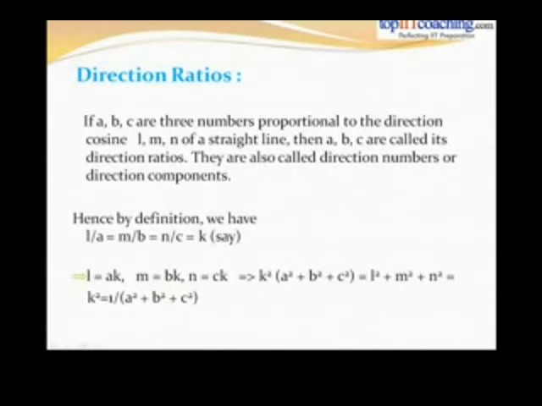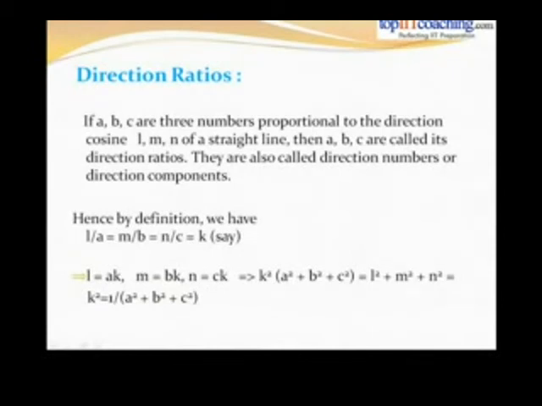So if we have any three numbers a, b, c, and these three numbers are proportional to the direction cosines of any line, then a, b, c are called the direction ratios. So by definition, l by a would be equal to m by b, and that would be equal to n by c. Let us say that all these are equal to some number k. So l would be equal to a times k, m would be equal to b times k, and n would be equal to c times k. Now we also know that l square plus m square plus n square is equal to 1.